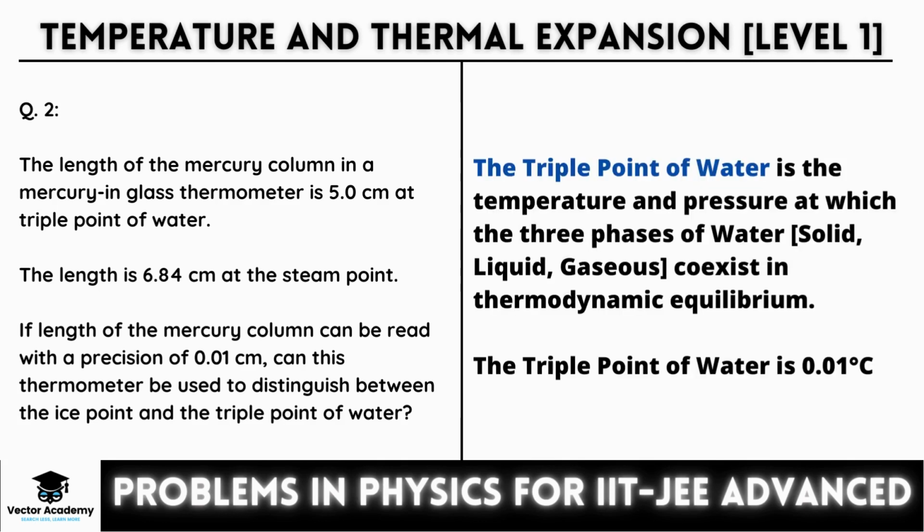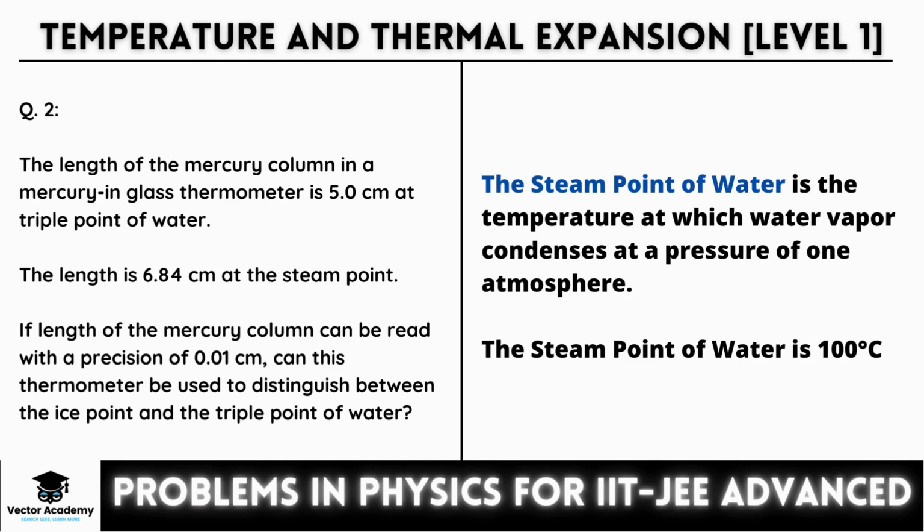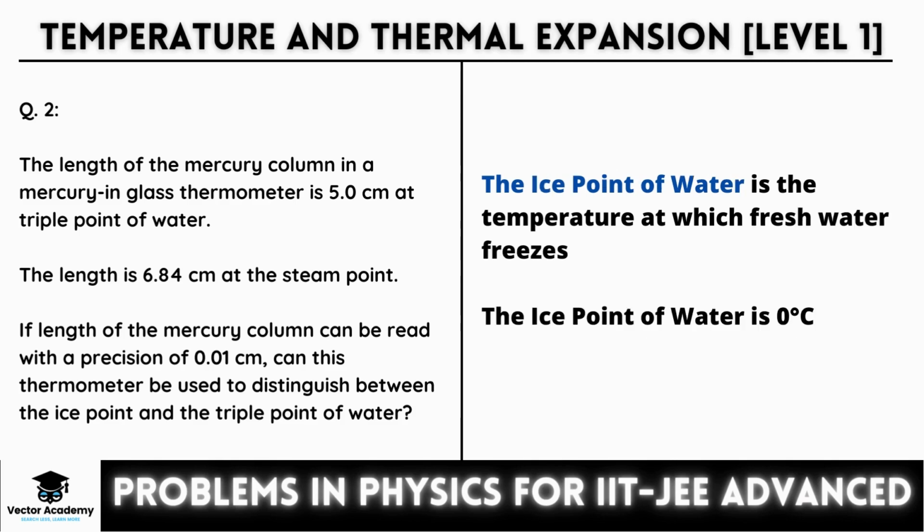The triple point of water is the temperature and pressure at which the three phases of water, that is solid, liquid and gaseous, coexist in thermodynamic equilibrium. The triple point of water is 0.01 degrees Celsius. The steam point of water is the temperature at which water vapor condenses at a pressure of 1 atmosphere. The steam point of water is 100 degrees Celsius. The ice point of water is the temperature at which fresh water freezes. The ice point of water is 0 degrees Celsius.